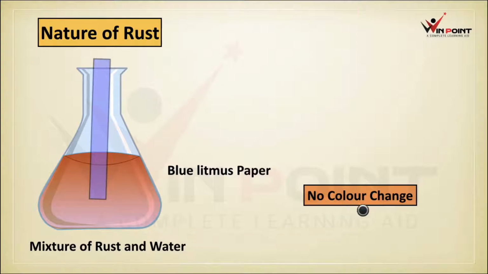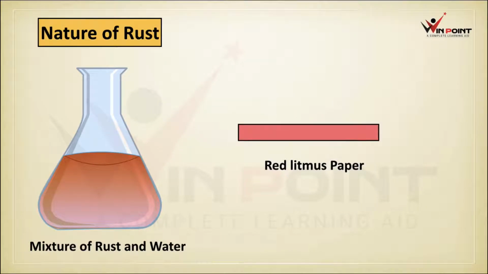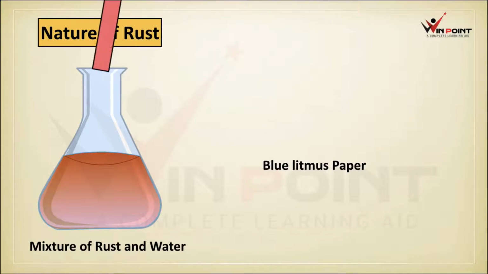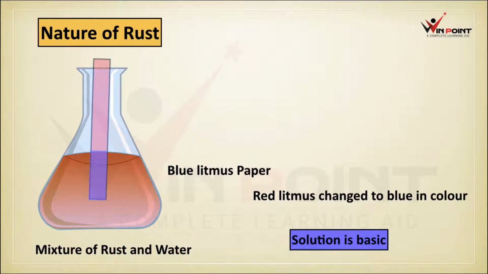Now we are going to check with red litmus paper. There is no color change in blue litmus paper, so we are checking with red litmus paper. We are doing the same. We are taking red litmus paper and we are dipping the red litmus paper into the solution. What is going to happen? The color has been changed, right? Now the color of red litmus paper changed to blue. So we can say that the solution is basic. The nature of rust is basic.